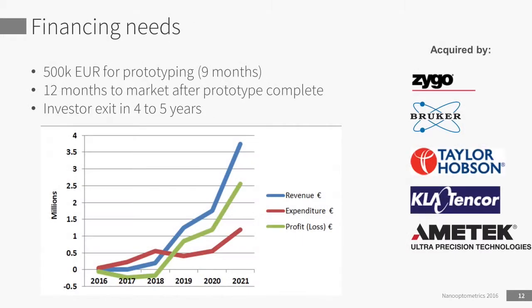Well, our financing needs: we would need about $500,000 for prototyping, and it will take 9 months. Then 12 months to go to market after prototyping, and investor exit is expected in 4 to 5 years. I have been asked to push everything into 7 minutes. I hope I did it.